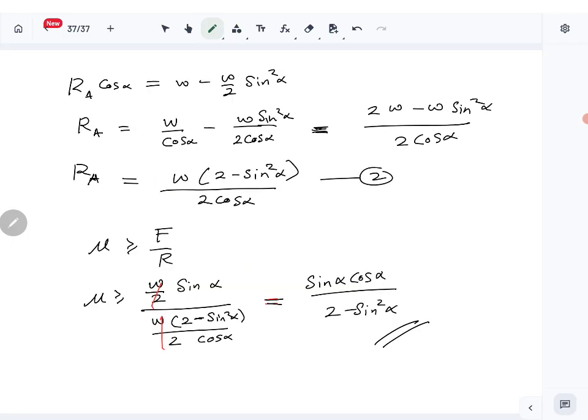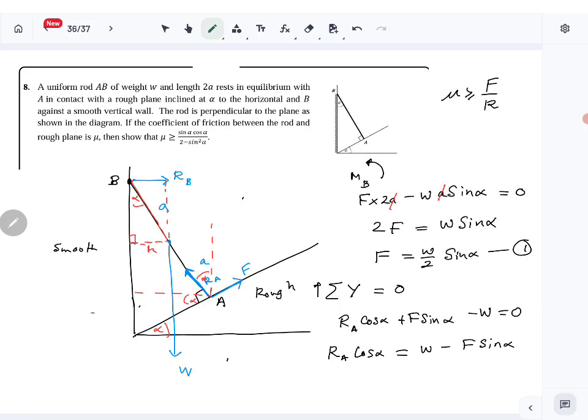So this one is just taking moments and taking the y components, sum of the y components equal to 0, to find F and R. That's it. Okay, then we'll see the next question.